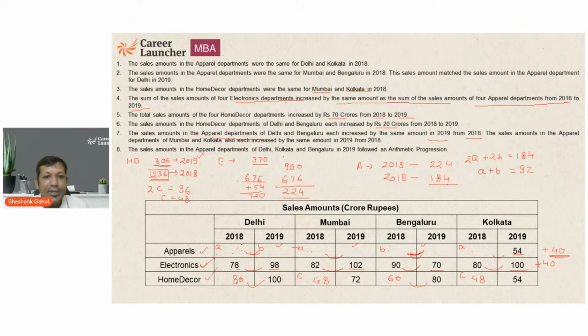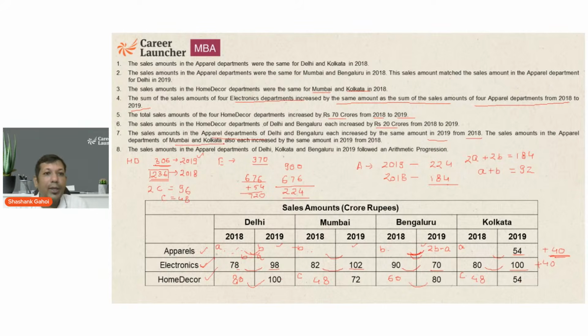So what is the increase in Delhi? That is B minus A. What is the increase in Bangalore? That is B minus A. So what is the amount I am going to get? That is 2B minus A. Okay, we got this.